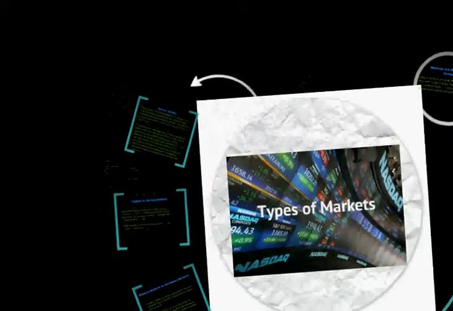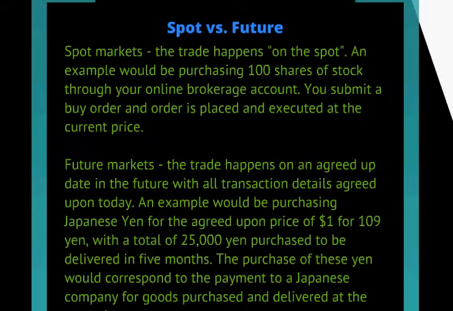There are various types of markets, and a lot of financial instruments exist in more than one of the markets, but it's important to be able to identify the differences. The first one we have is spot versus futures market. Spot happens on the spot. So if you call your broker and ask him to purchase 200 shares of Google stock for you, he will do it in the spot market. He will submit a buy order, and the price that you receive will be whatever the price is for today.